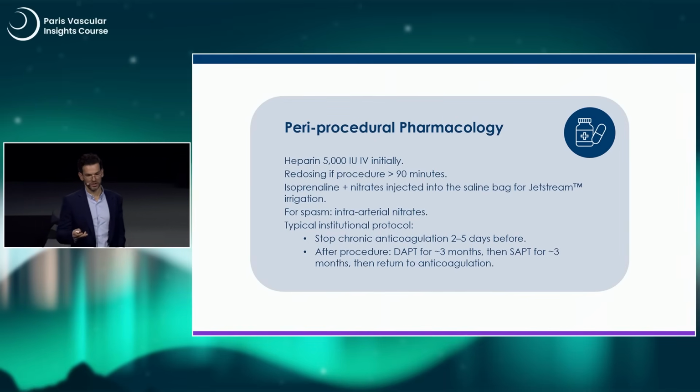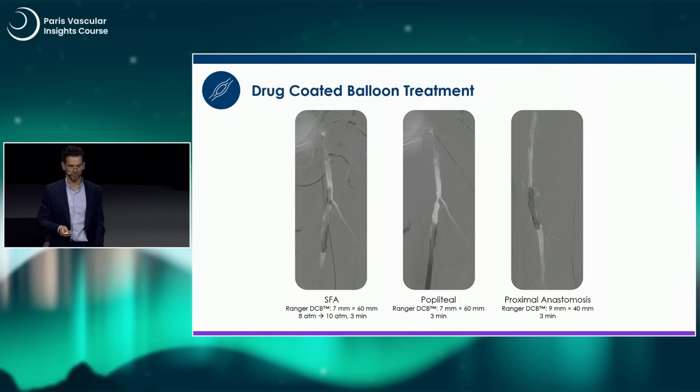One piece of advice is to inject into the saline bag of Jetstream some nitrates and isoprenaline to prevent any spasm distally, and we always inject almost 1 milligram per kilo of heparin for this patient. And the post-op protocol is to introduce DAPT for almost 3 months, and then SAPT plus rivaroxaban 2.5 milligram 2 per day.